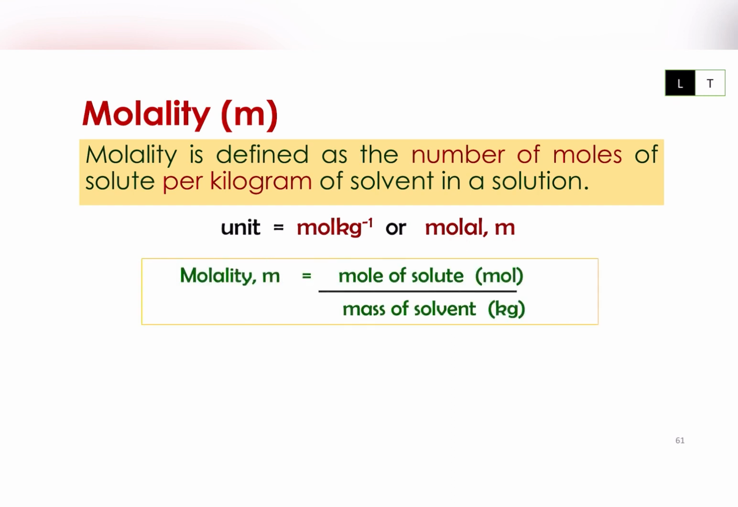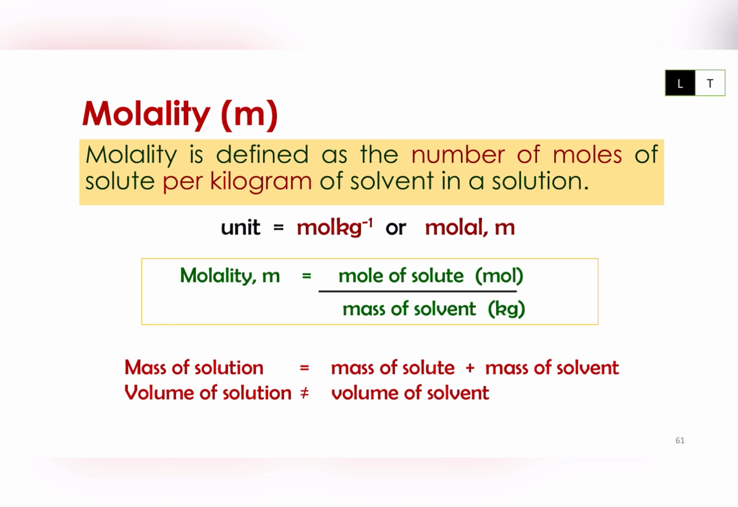I derived for you the formula for molality equals moles of solute in mole over mass of solvent in kilogram. If the mass of solvent is given in gram, you have to convert it into kilogram. And please make sure in this case, mass of solution equals the mass of solute plus mass of solvent. That's why you need to understand the difference between these three terms, and please take note that the volume of solution is not equal to the volume of solvent. Let's try one example here.